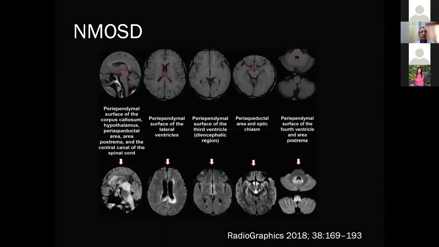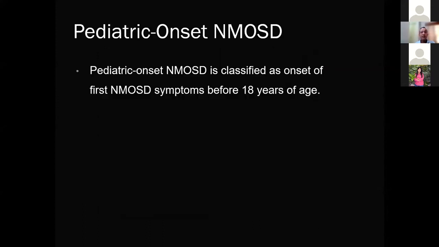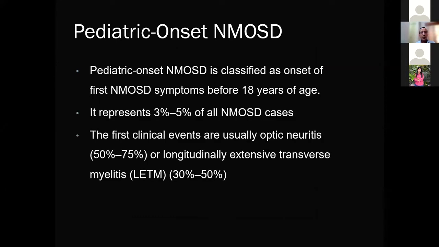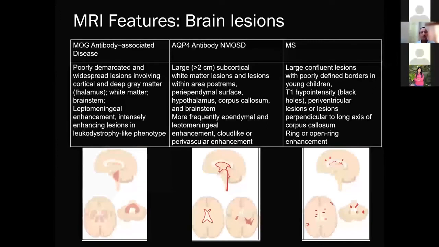In NMO spectrum disorders, the changes are predominantly seen along the periependymal surfaces. In addition, non-specific large white matter lesions may be seen. In the pediatric onset, NMOSD is defined when the symptom onset is before 18 years of age, and the first clinical symptom is usually optic neuritis or LETM with variable involvement of the brain parenchyma. There are many MRI findings which help in discriminating MOG from NMO spectrum disorders from MS.